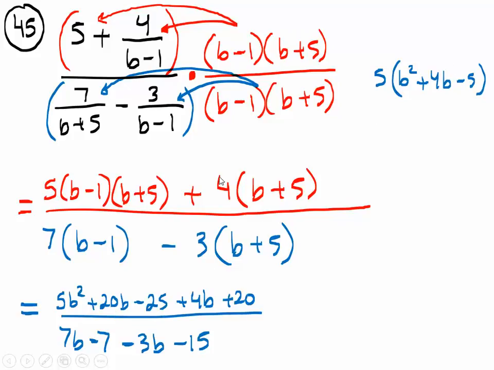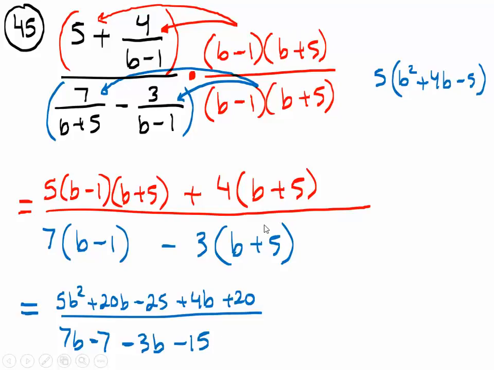Okay, the rest I think is easy. It's just this part right here. That was the toughie. Distributing the 4 gives you the 4b plus 20. On the bottom, distributing the 7. And careful here, this little negative goes with the 3. So negative 3 times b is negative 3b. Negative 3 times 5 gives you a minus 15.